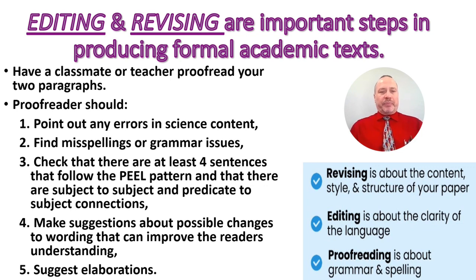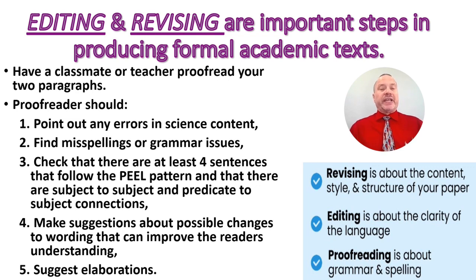When someone looks over your paper or when you're looking over somebody else's paper, here are the things you want to do. 1, you want to point out any errors in the science. If they've explained the concept of scale when they were asked to explain form determines function, you need to help them out with that. Any of the science content that's wrong or that you think might be a misconception, help the person recognize that. Look for any misspellings, grammar issues, punctuation, those types of things. Help them find those. Number 3, check that there are at least 4 sentences. If there aren't 4 sentences, you probably don't have a PEEL pattern.